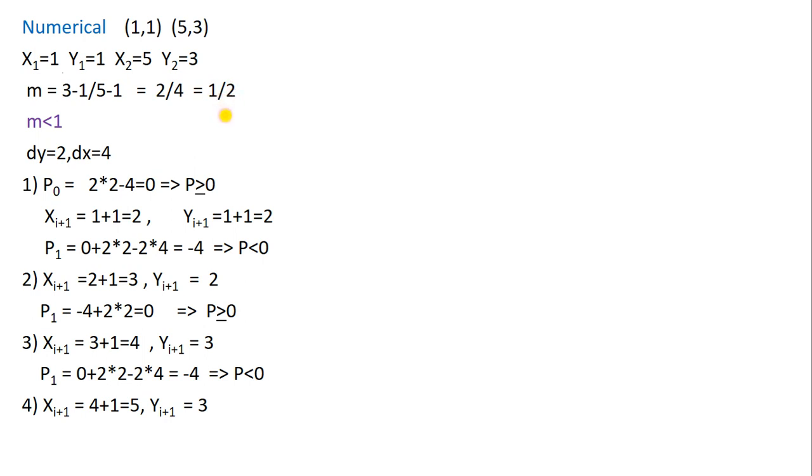You should write it clearly like this, you should not write like this. Okay, I hope you understood. So now we get the slope value, that is half.